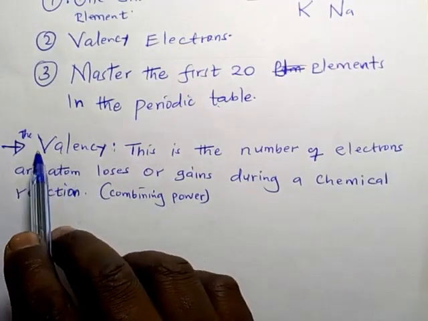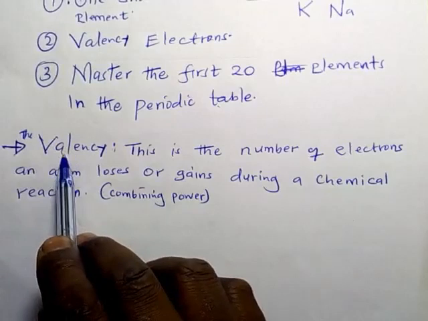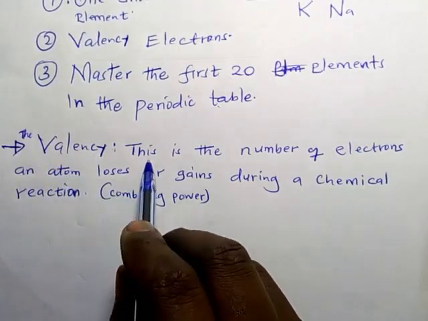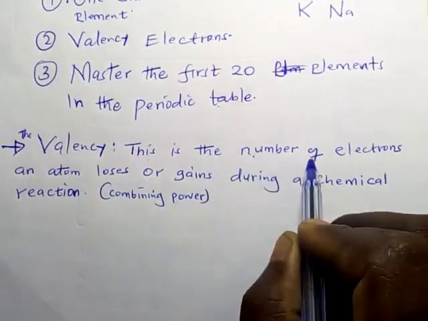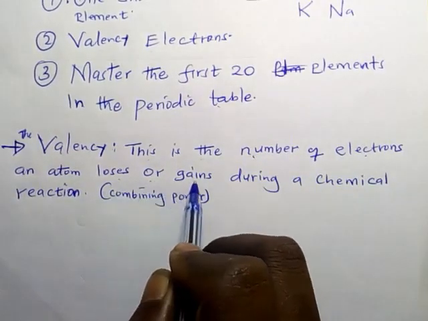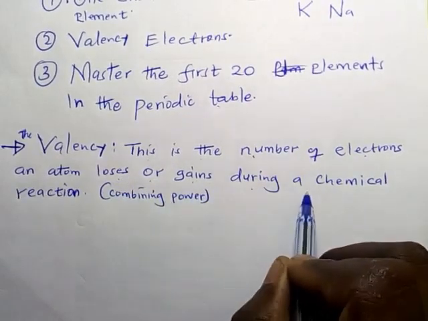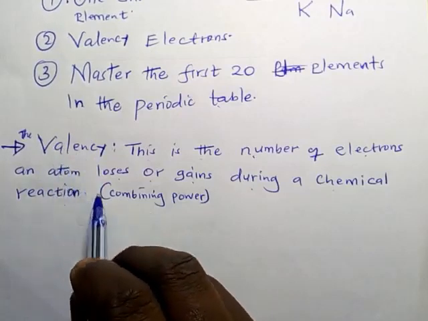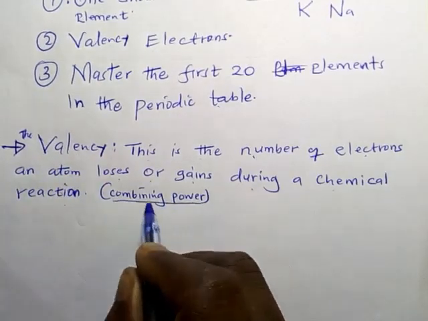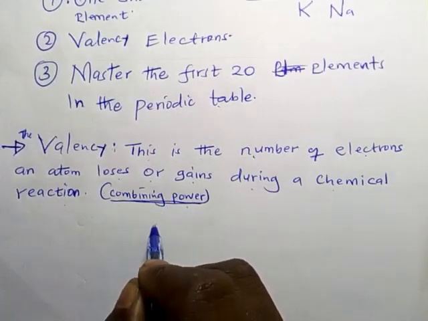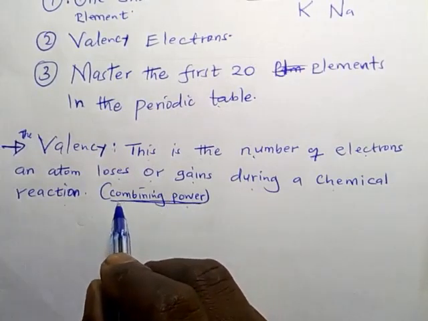Therefore, we want to define what a valence electron is. What is a valence? This is the number of electrons an atom loses or gains during a chemical reaction. Valence electrons are also called combining power, because this is what we use to combine atoms to form a compound.